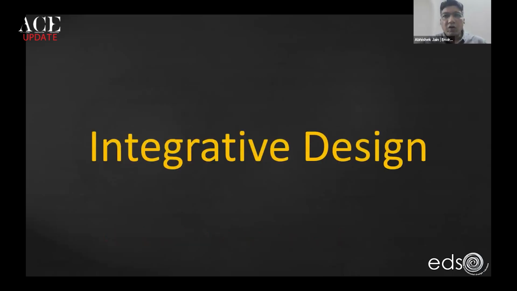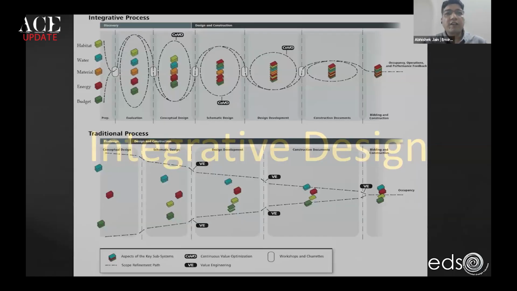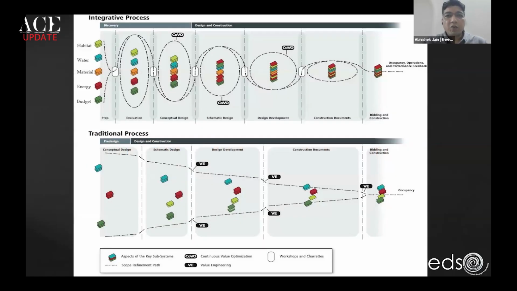Now, what all of these certification programs force the design team to do is to get engaged in an integrative design process. Now, what is an integrative design process? Whenever a project starts, it has its own constraints. The constraints are in terms of the habitat, the location of the project, what resources are available in terms of water, material, energy, and what budget is available for the project.